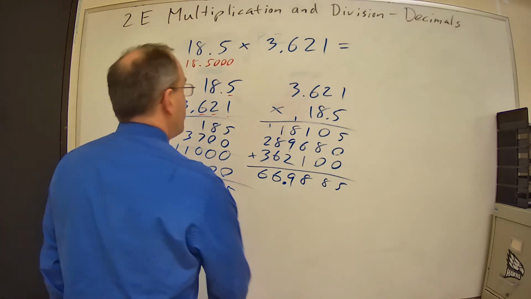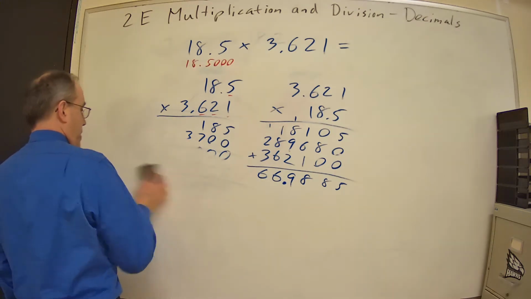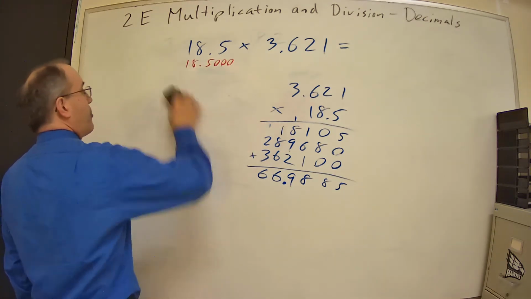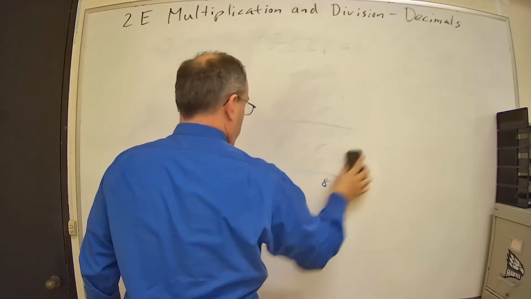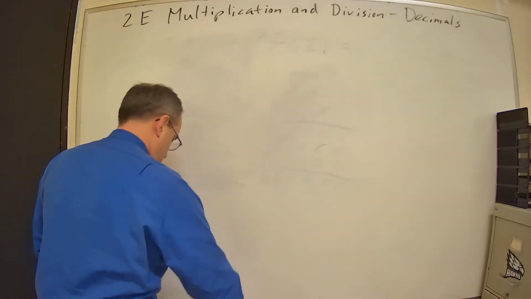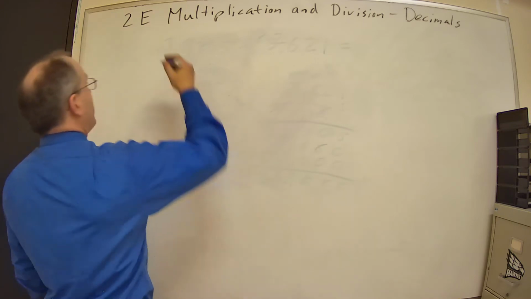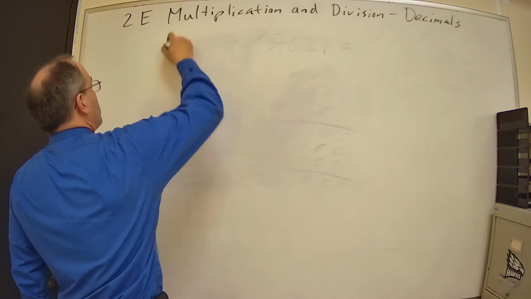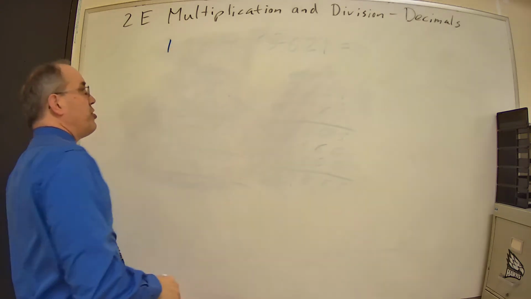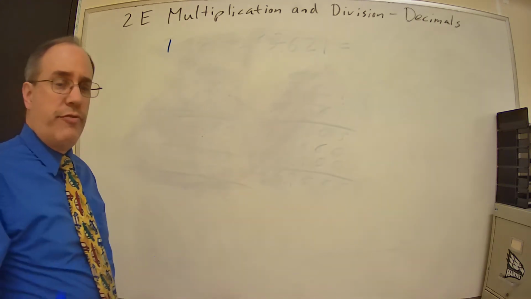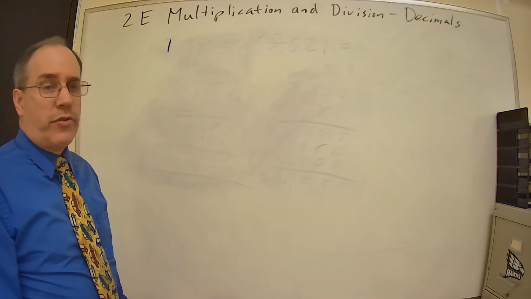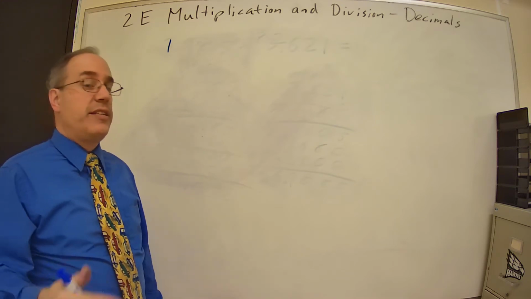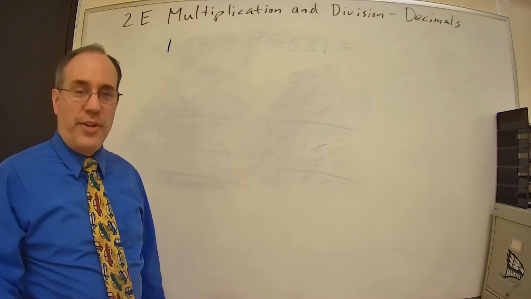But what about division of decimals? This is where it gets a little more complicated. Not a lot more complicated, but just a little more complicated. I'm going to start with division of whole numbers that yields a decimal as the result, so we can see the process.